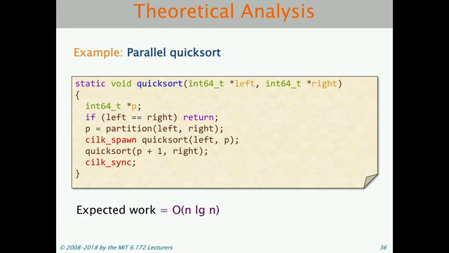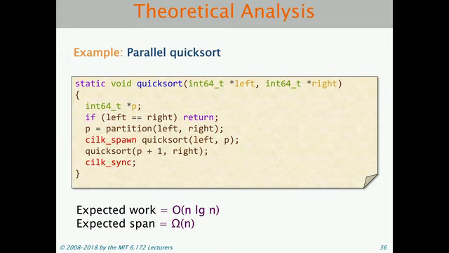And it turns out that the parallel version of quicksort also has an expected work bound of order n log n if you pick a random pivot. So the analysis is similar. The expected span bound turns out to be at least n.